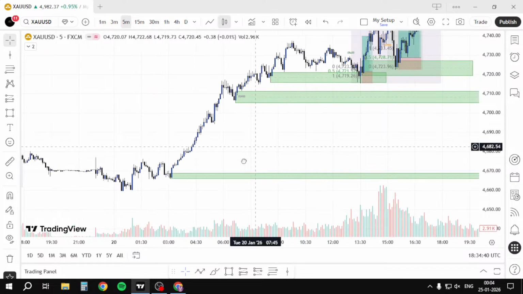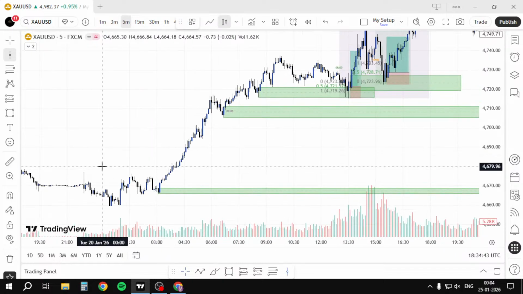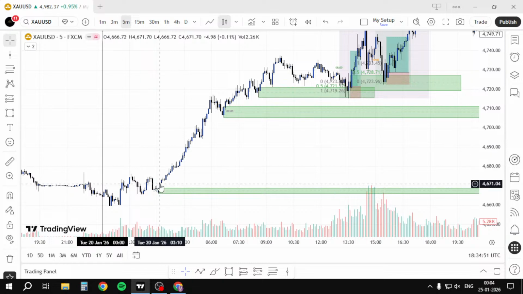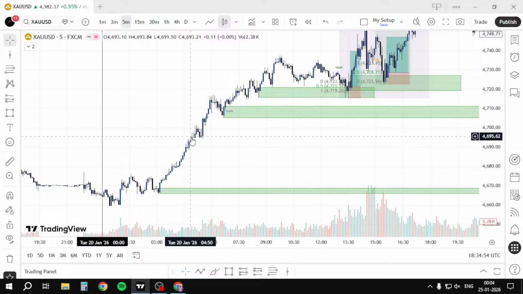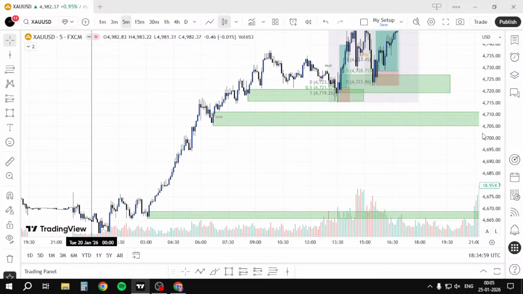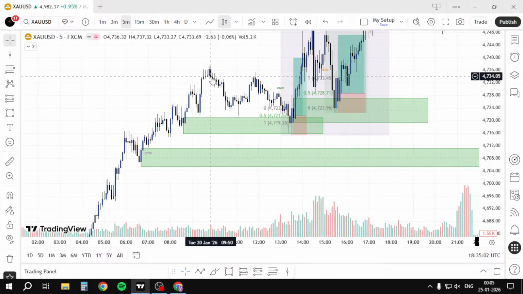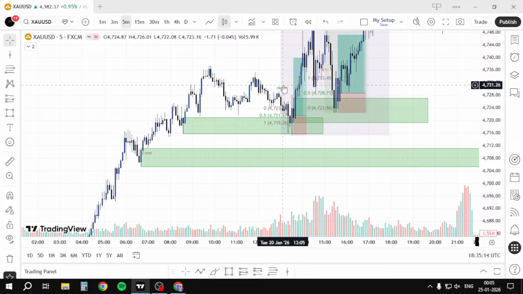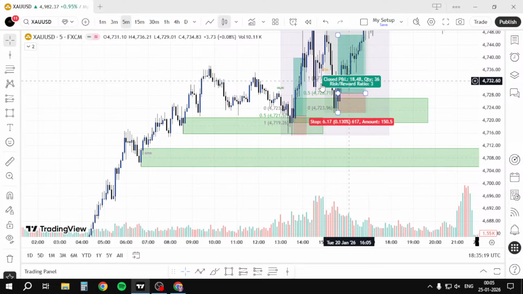Now see another entry model. Look at this, another entry model. Here the day starts. The initial session gave an impulsive move, but not really an impulsive move. It's very sideways upside, you can say, because very tiny bullish candles formed. Okay, then in the London session it swept the last swing. Okay, then in the New York and London overlap session, which is our trading session, this is the trading session of ours.